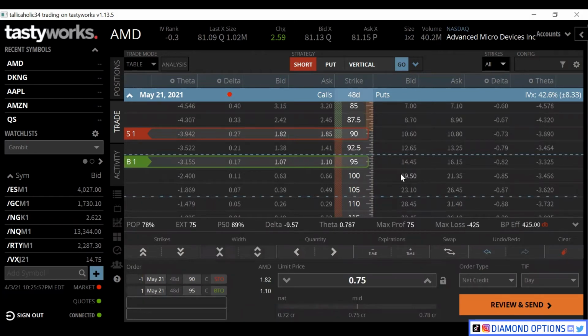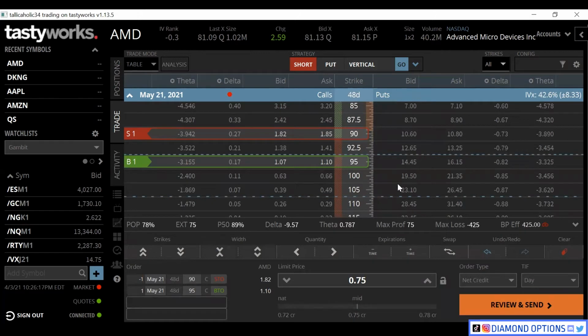Now, what have we done? Well, we created a credit spread, okay? But you can see our max profit is very, very low. So it's only 75 cents, whereas our debit spread, it was much higher of what we could have made, but our max loss in here is also really, really high.